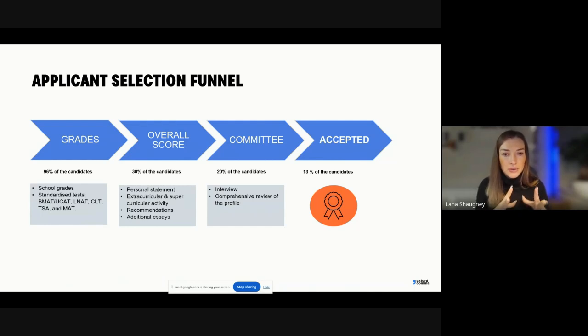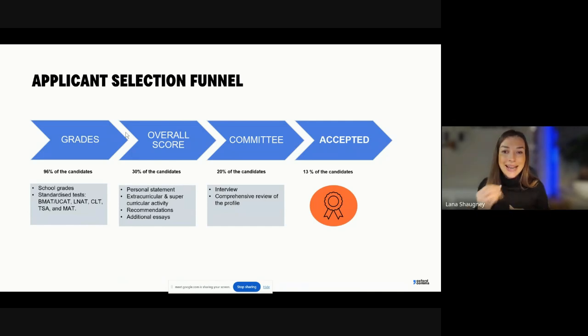If you imagine, the first step of the selection process is looking at the grades. You'll probably be able to guess that more than 90% of students who apply to a specific subject area or specific course would have the grades that are needed for the program. That would be your school grades or your standardized tests. For example, for law, that will be LNAT.